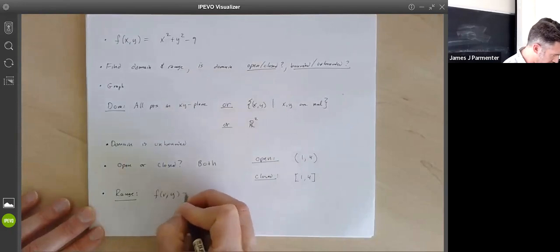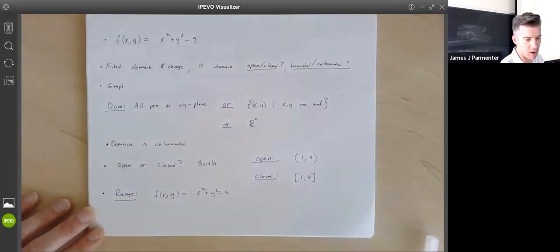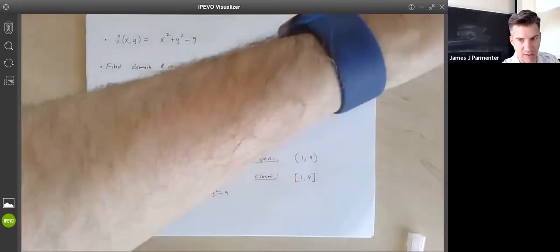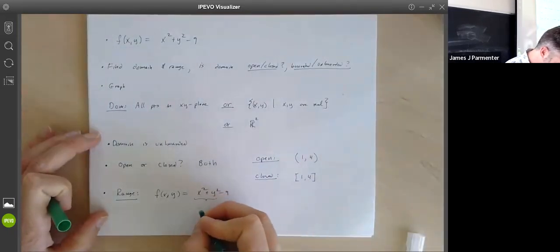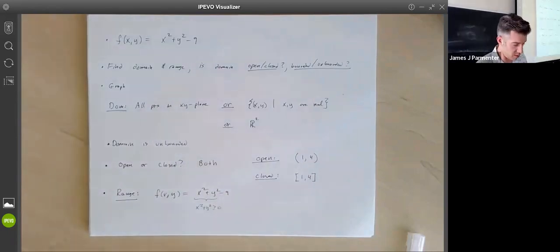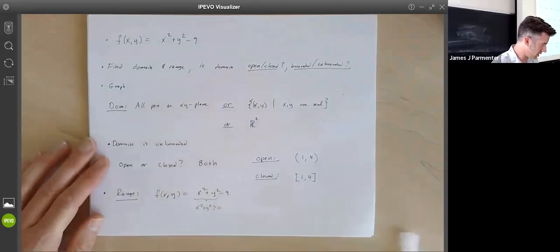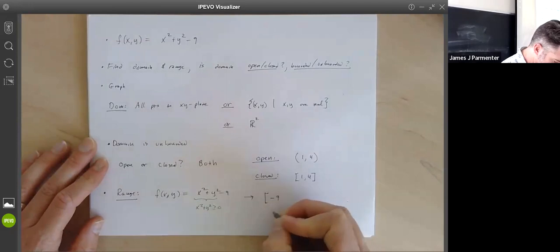If I have f of x, y equal to x squared plus y squared minus 9, I'm always looking for an x squared plus y squared and thinking, oh, x squared plus y squared has to be greater than or equal to 0. Always. The smallest it can ever be is 0. So then if it's equal to 0, the smallest this function is going to be is -9. So it looks like the lower end of my range is -9. That's the smallest value we can get.